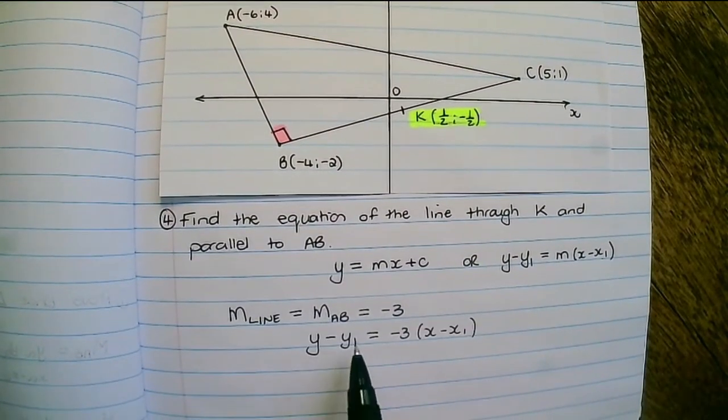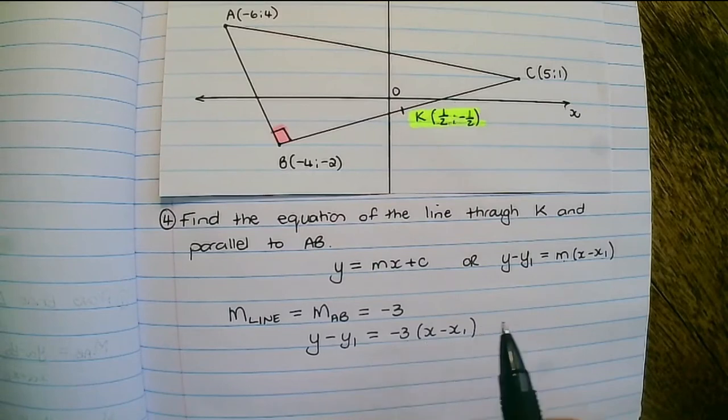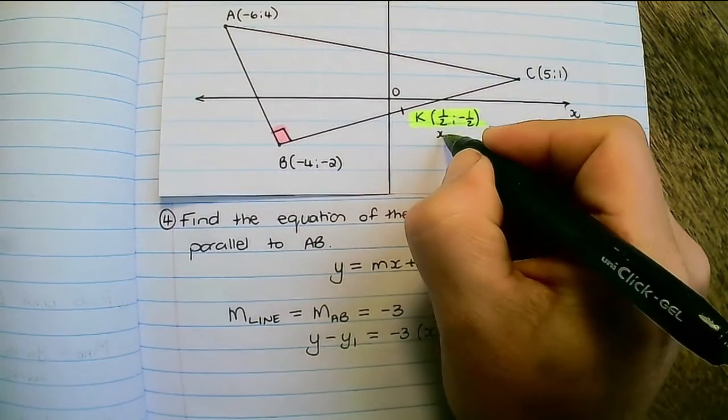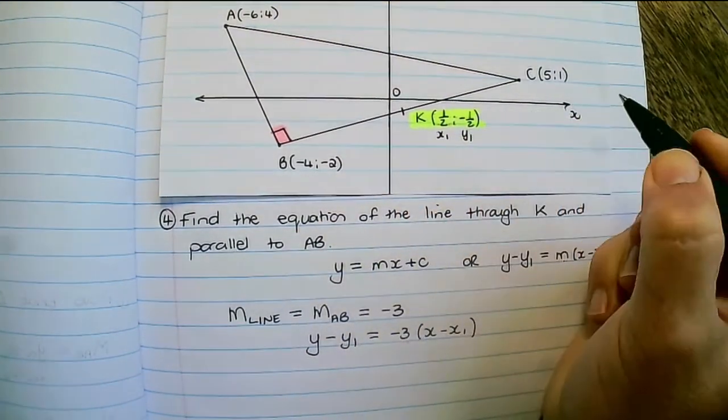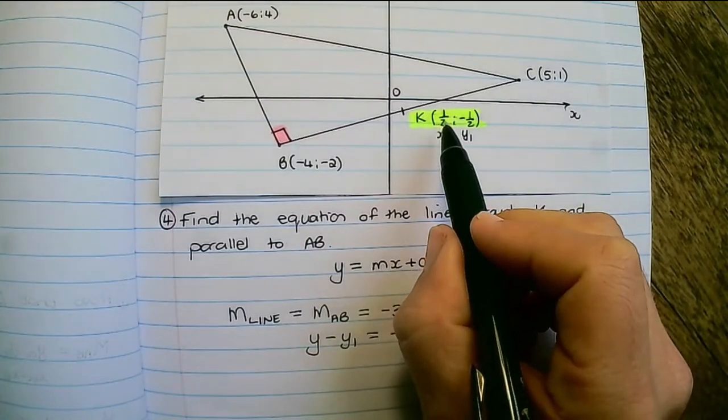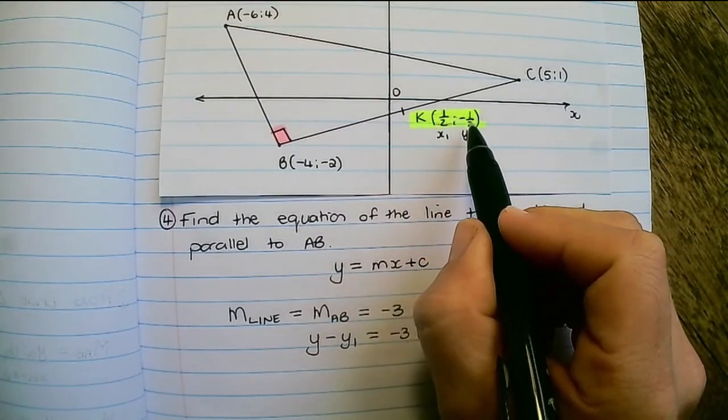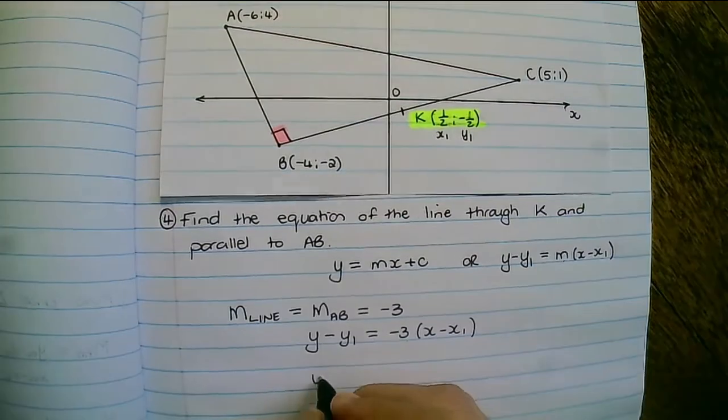Now, if we use the equation that we find on the formula sheet, we already have the gradient as equal to -3, and then we need x1 and y1. The x-coordinate of K would be x1, and the y-coordinate would be y1.